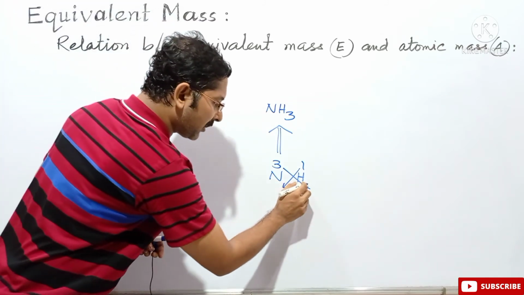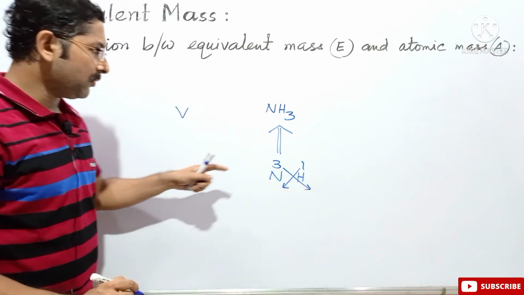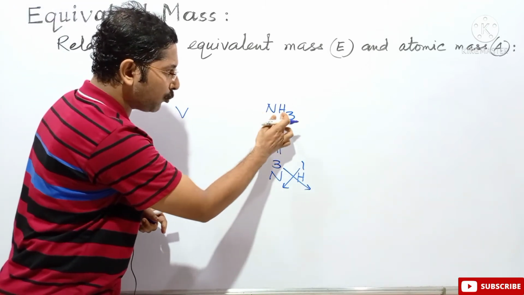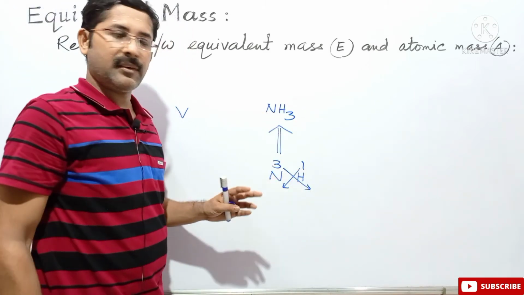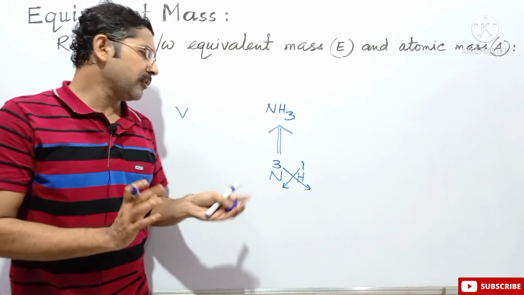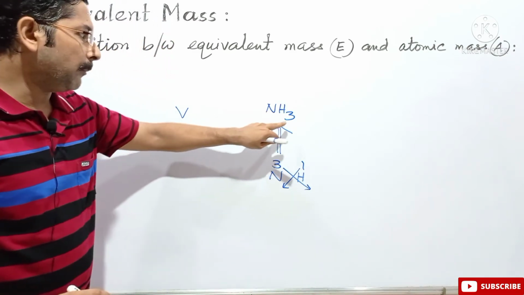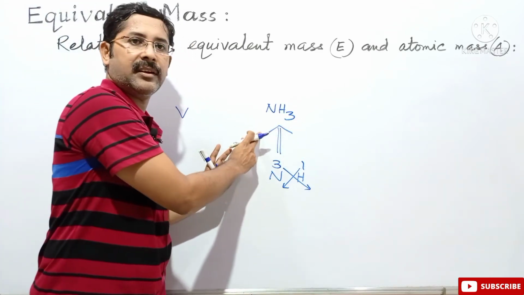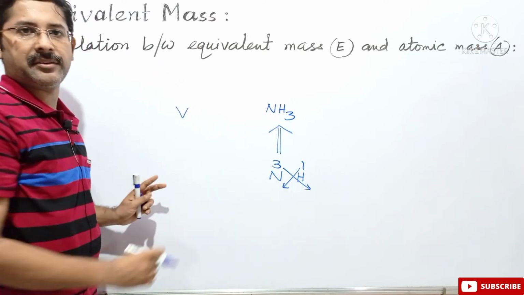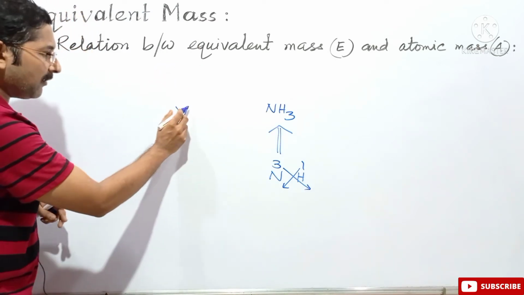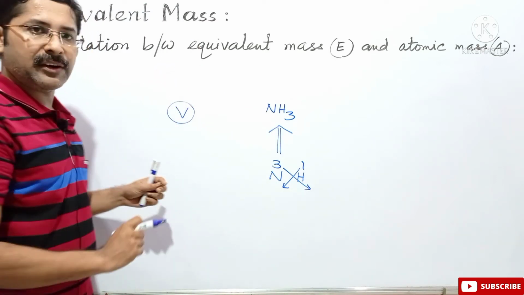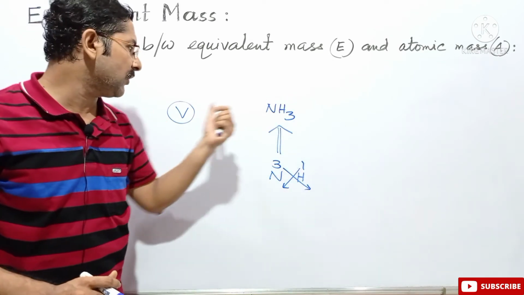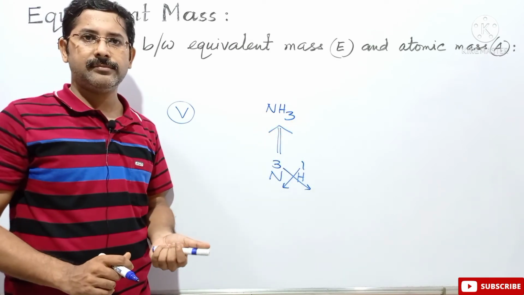So the exchange occurs, isn't it? So this is NH3. So 3 is the valency of nitrogen and 1 is the valency of hydrogen, right? So we can say the number of atoms of hydrogen that combine with 1 atom of the element is known as the valency of that element, isn't it? So if V is the valency of any element, we can say 1 atom of this element will combine with V atoms of hydrogen, okay.